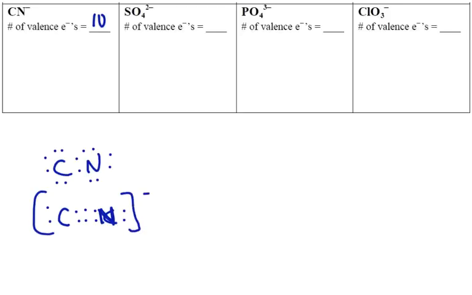And this has a negative charge on this. Okay, so this is my cyanide ion: carbon, nitrogen, brackets, and a negative charge.